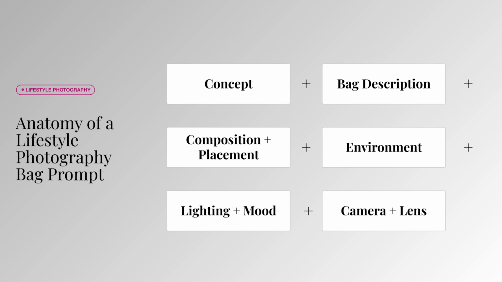Lighting and mood, type of lighting such as soft window light for more editorial looks, or diffuse studio light for studio product shots. Camera and lens, perspective, framing, and distance. In summary, a great lifestyle photography prompt has all of the components of a photo shoot.